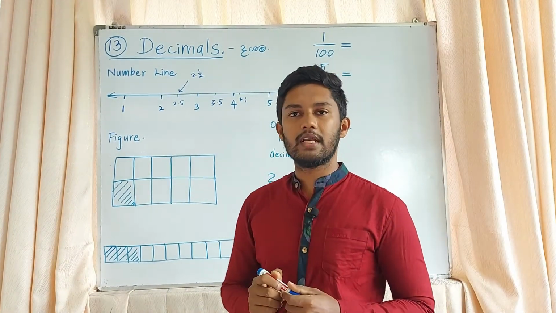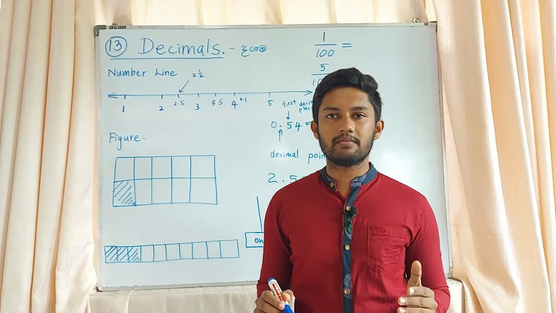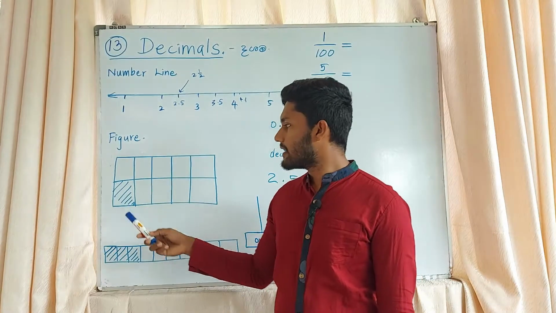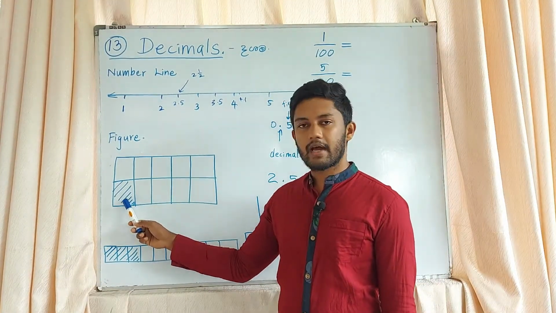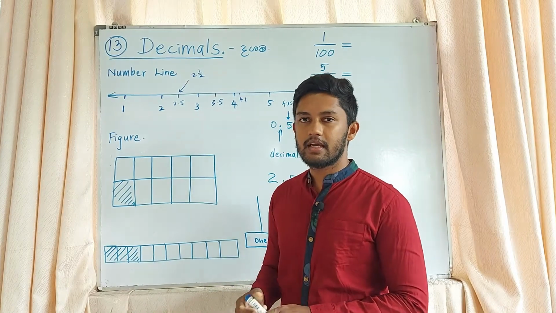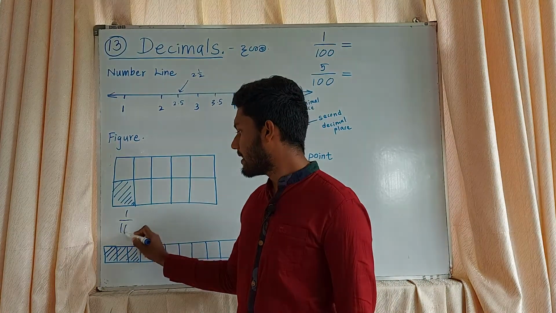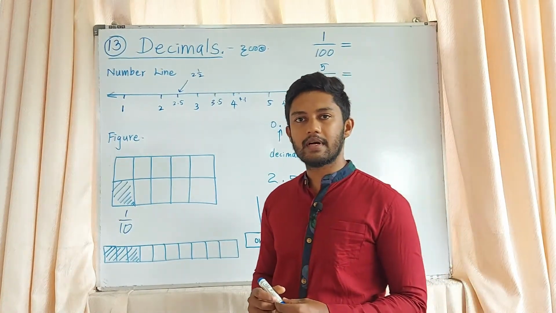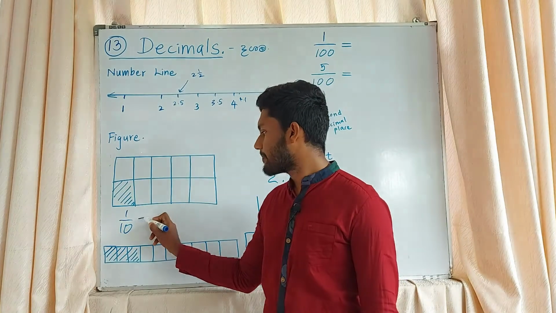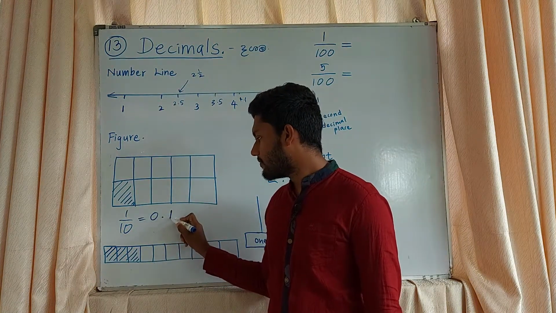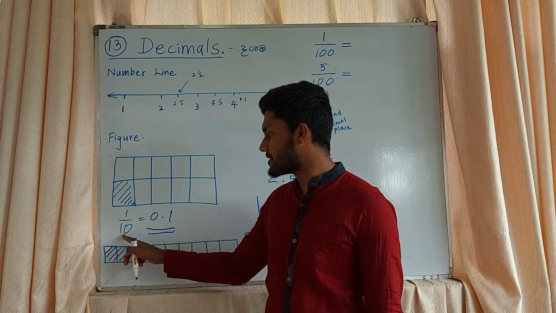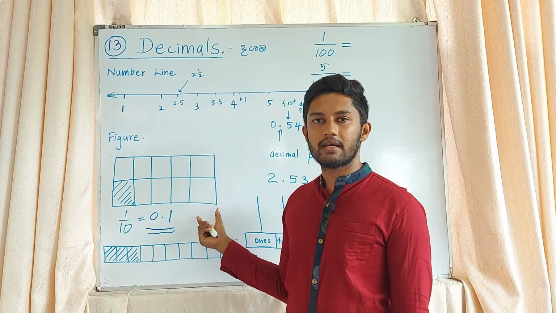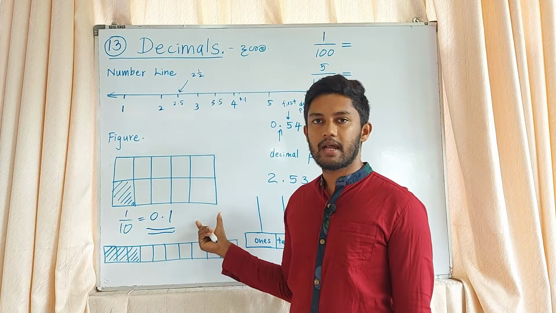Then when we illustrate these decimals by using a figure, there are 10 squares here. When 1 square is colored out of 10, it is 1 over 10. We can denote it as a fraction. Then this 1 over 10 is represented as 0.1. We can represent this fraction by using a decimal 0.1. This is the understanding of decimal numbers.